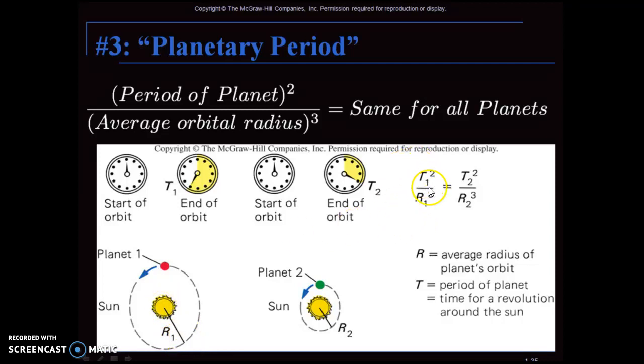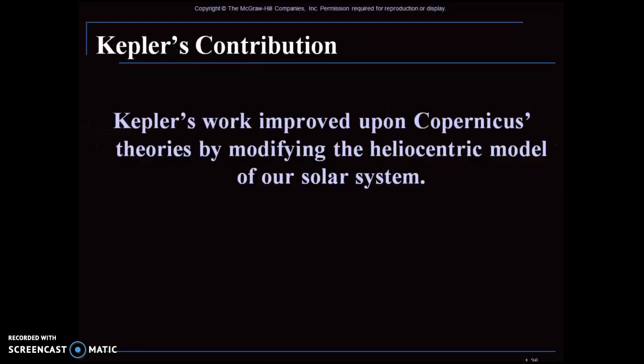If you make a ratio of t squared, the time period squared, divided by the radius cubed, that would be exactly equivalent to that of this planet, which is pretty close to the sun, with a radius of r2 and a time interval of t2. If you make the ratio for that, it would be exactly the same. These are the three laws proposed by Kepler. Kepler's work improved upon the Copernicus theories by modifying the heliocentric model of the solar system.